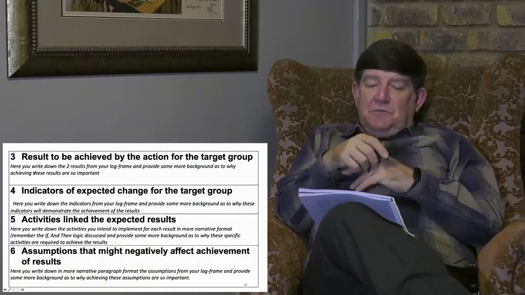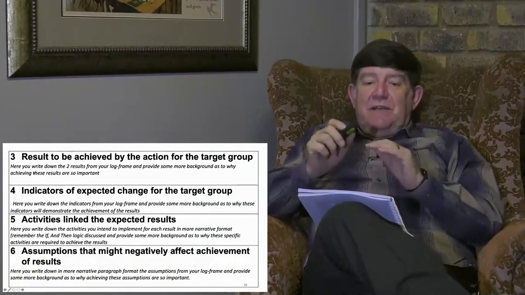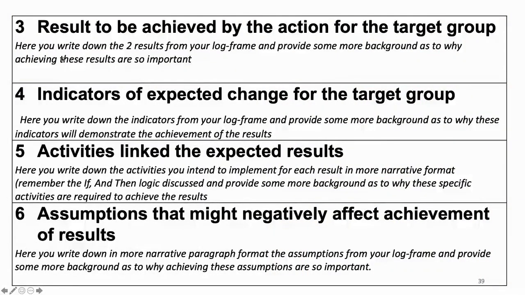Paragraph 6, half a page. Assumptions that might negatively affect achievement of the results. Once again, these are listed in the right-hand column of your log frame. You now can write a nice narrative paragraph on the assumptions from your log frame, provide a little bit more background on why these things and these assumptions are relevant for this project and the risks.